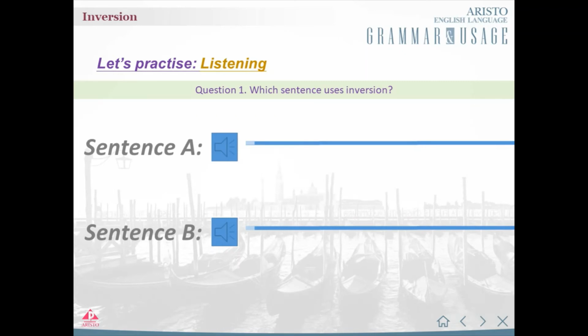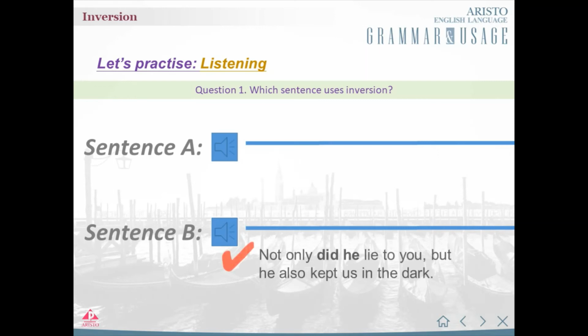Let's practice listening. Question 1. Listen to sentences A and B and decide which one uses inversion. A. He not only lied to you, but he also kept us in the dark. B. Not only did he lie to you, but he also kept us in the dark. The answer is B. Not only did he lie to you, but he also kept us in the dark.